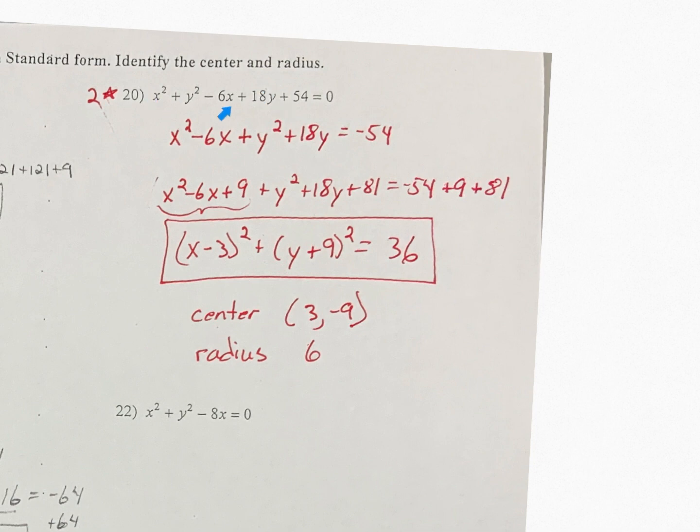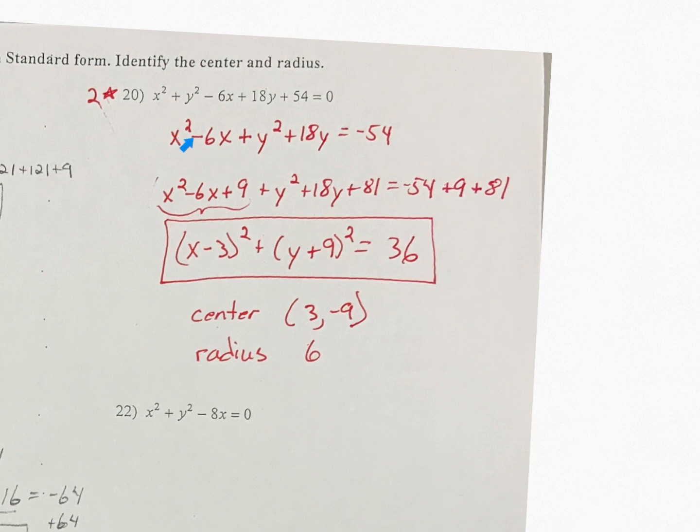So we're going to be completing the square with both x and y. So that's what I've done here. I started by writing them in order, x squared minus 6x plus y squared plus 18y, and then I took the plus 54 over to the other side as a negative 54.